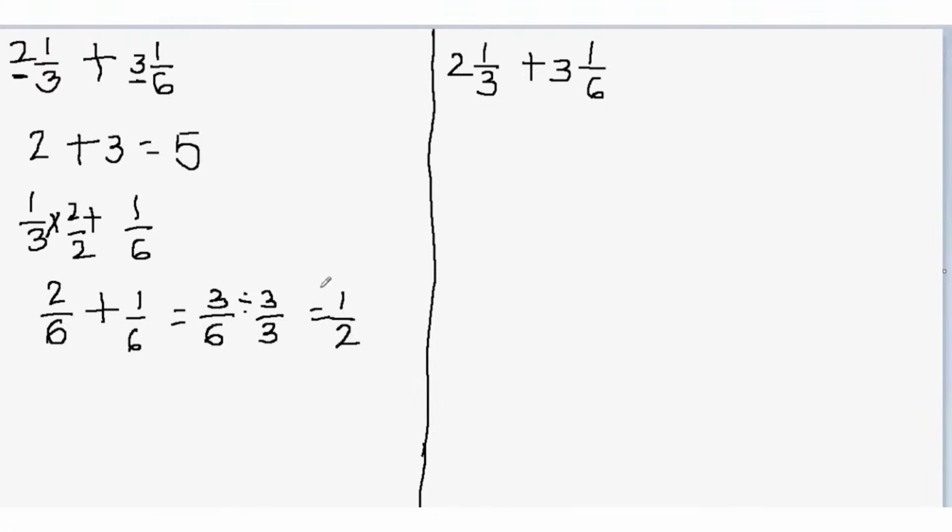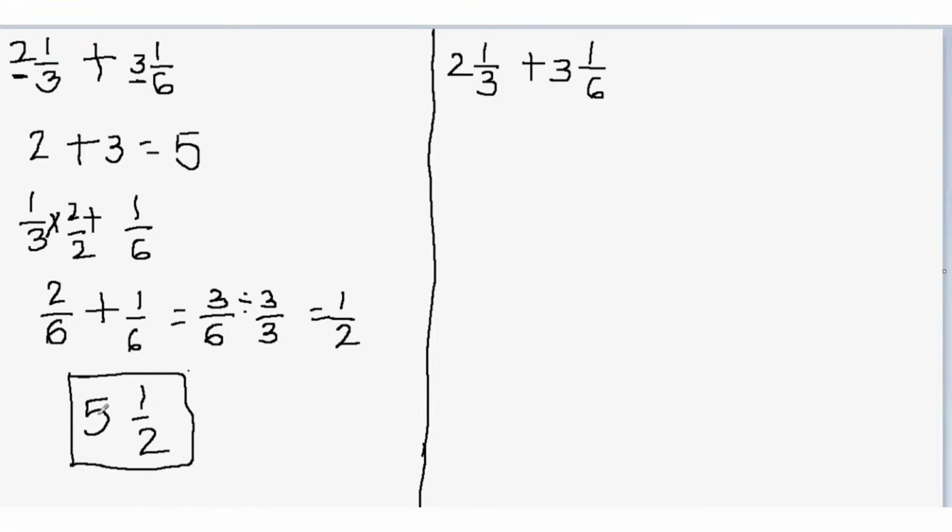So now I have my fractional part and I also have my whole part. So I will write that together. I have the whole part, which is 5, and I have the fractional part, which is 1/2. That means my final answer is 5 1/2.